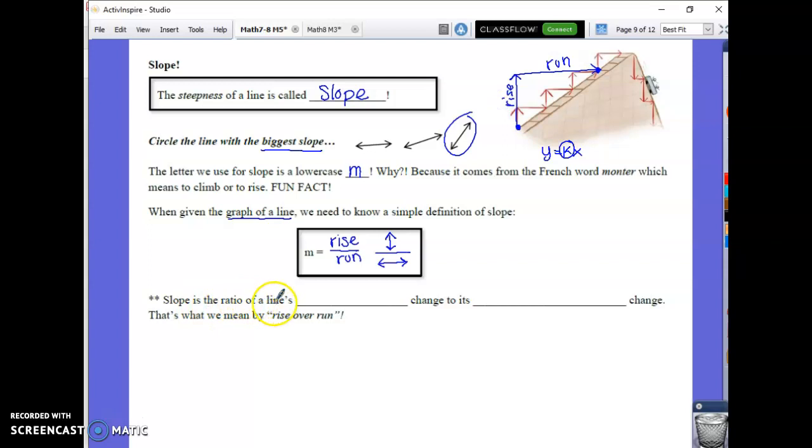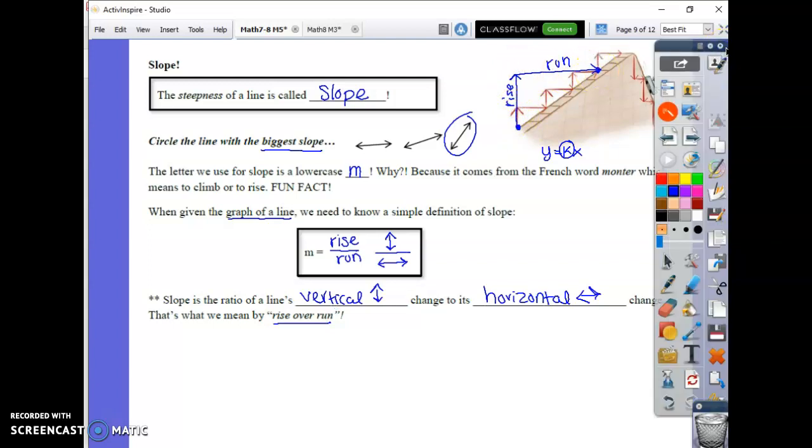Slope is the ratio of a line's vertical change, going up and down, to its horizontal change, or side-to-side movement. So again, slope is the ratio of a line's vertical change to its horizontal change. This is what we mean by rise over run: how far it goes up over how far it goes side to side, or to the right in this case.